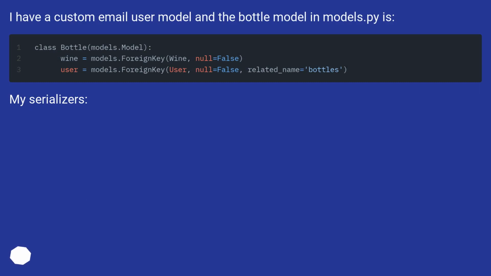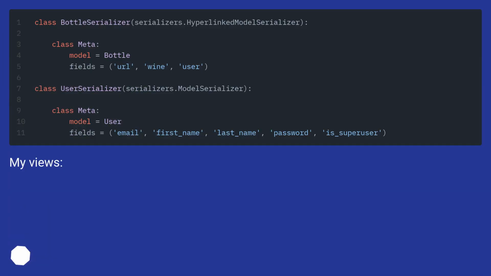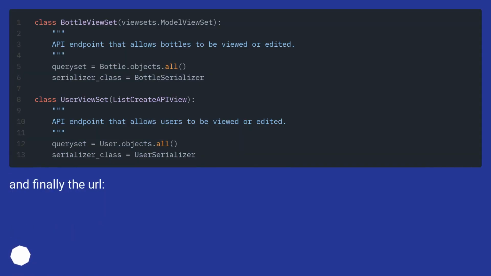I have a custom email user model and the bottle model in models.py is, my serializers, my views, and finally the URL.